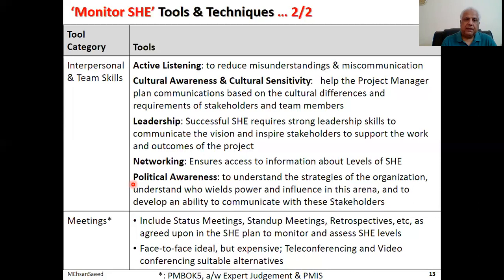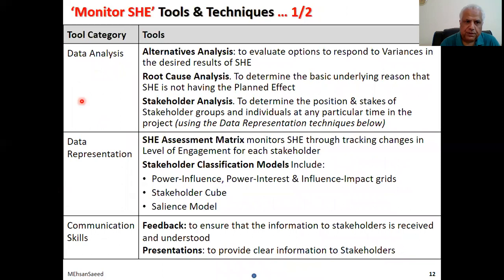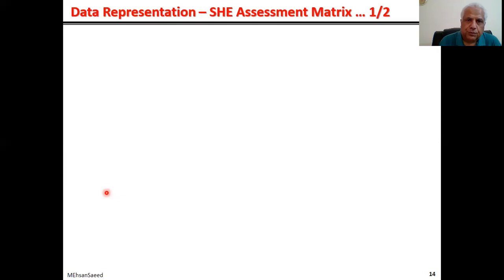Then meetings, we have discussed these ad nauseum in communication and elsewhere. So I propose to skip that and move on to what are the data representation tools. As I said, I would be discussing these. Okay, the first data representation tool is stakeholder assessment metrics.